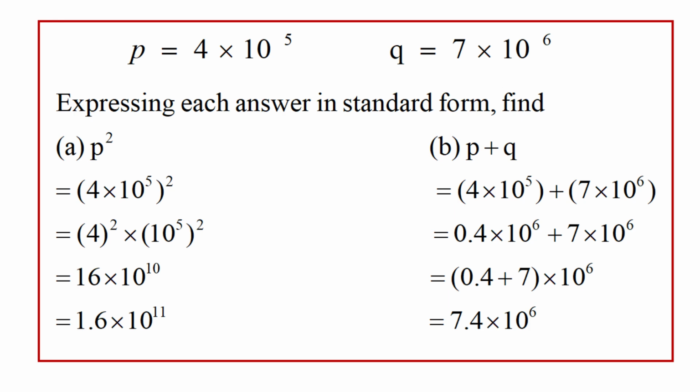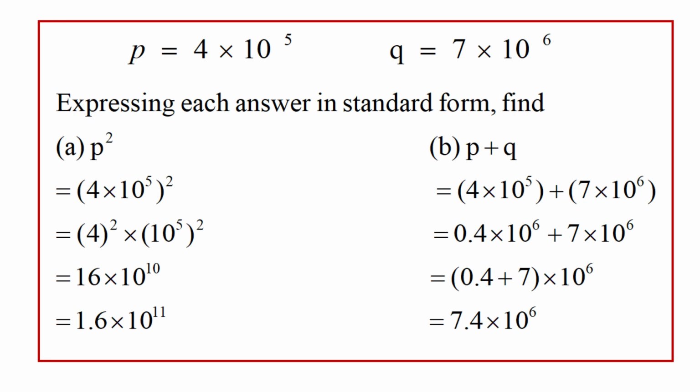So, we can rewrite our expression. P squared becomes 1.6 times 10 raised to the power of 1, multiplied by 10 raised to the power of 10. When we multiply the powers of 10, we add the exponents. 1 plus 10 equals 11. Thus, p squared in standard form is 1.6 times 10 raised to the power of 11.